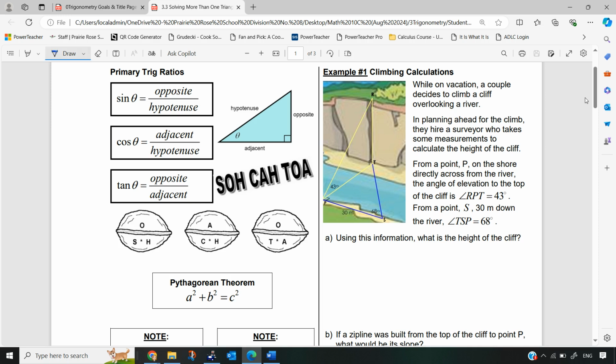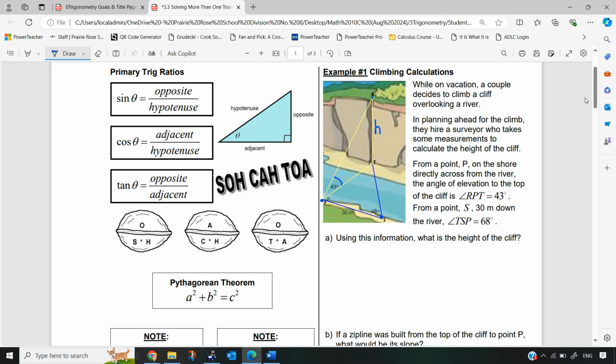Example 1 says that while on vacation, a couple decides to climb a cliff overlooking a river. In planning ahead for the climb, they hire a surveyor who takes some measurements to calculate the height of the cliff. From point P across the river, the angle of elevation to the top of the cliff is 43 degrees. So our angle RPT would be 43 degrees. From a point S 30 meters down the river, angle TSP is going to be 68 degrees. So that's going from across the river to the S to the P. Using this information, we're asked to determine the height of the cliff.